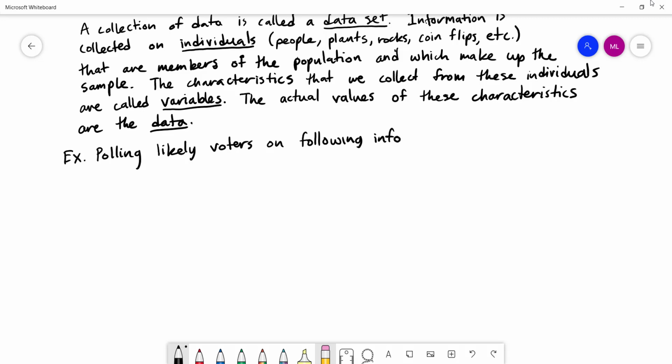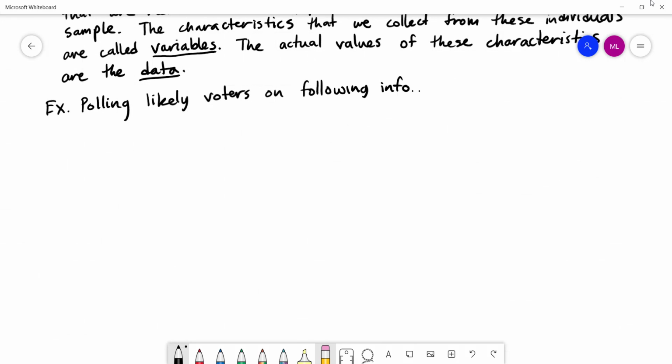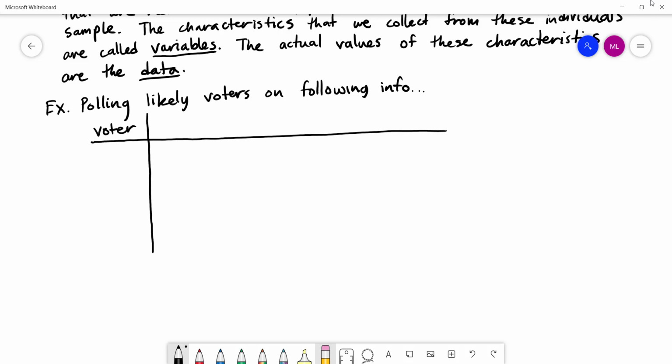So maybe we collect our data and put it into the following table. We have the voter, and we typically could either collect their actual names, or maybe in this case we want it to be anonymous, so we'll just assign them. Here's the first person we talked to, the second person, the third person, fourth person, fifth person, sixth person, and so on. We'll ask for their party affiliation.